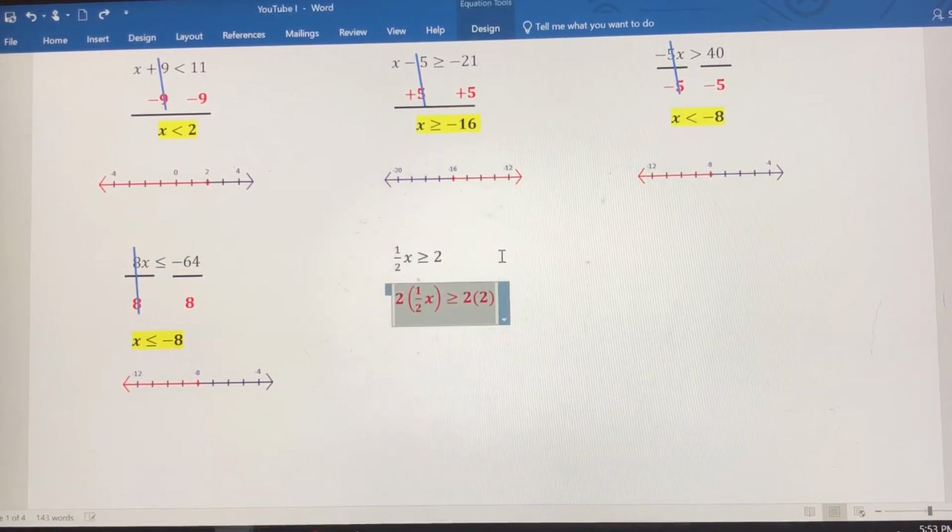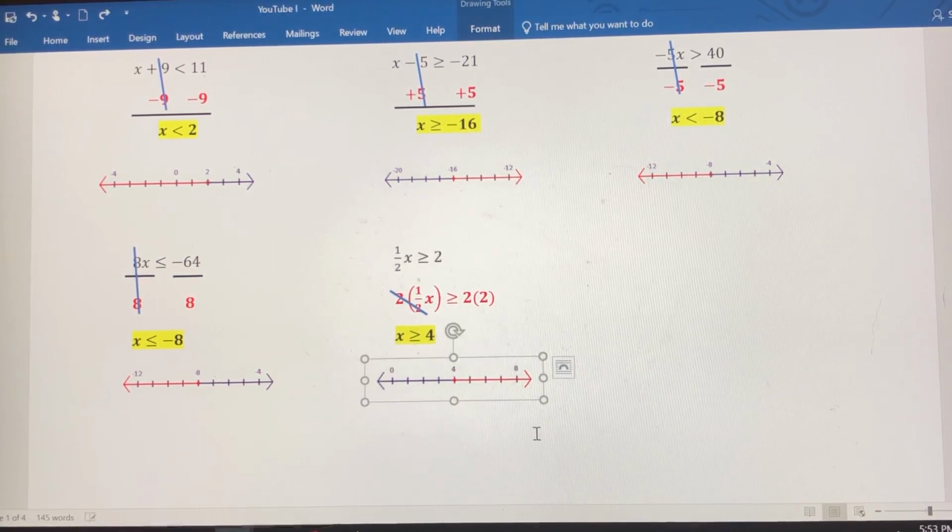And here's how you show that step: 2 times 1/2 x is greater than or equal to 2 times 2. We're multiplying by a positive, so the inequality symbol stays the same. Those 2's cancel out, which leaves me with 1x on the left side, which is what I'm trying to achieve, is greater than or equal to 4. When I plot that on the number line, I've got a closed circle over the 4. Greater than means to the right of 4. And that's how you solve one-step inequalities.